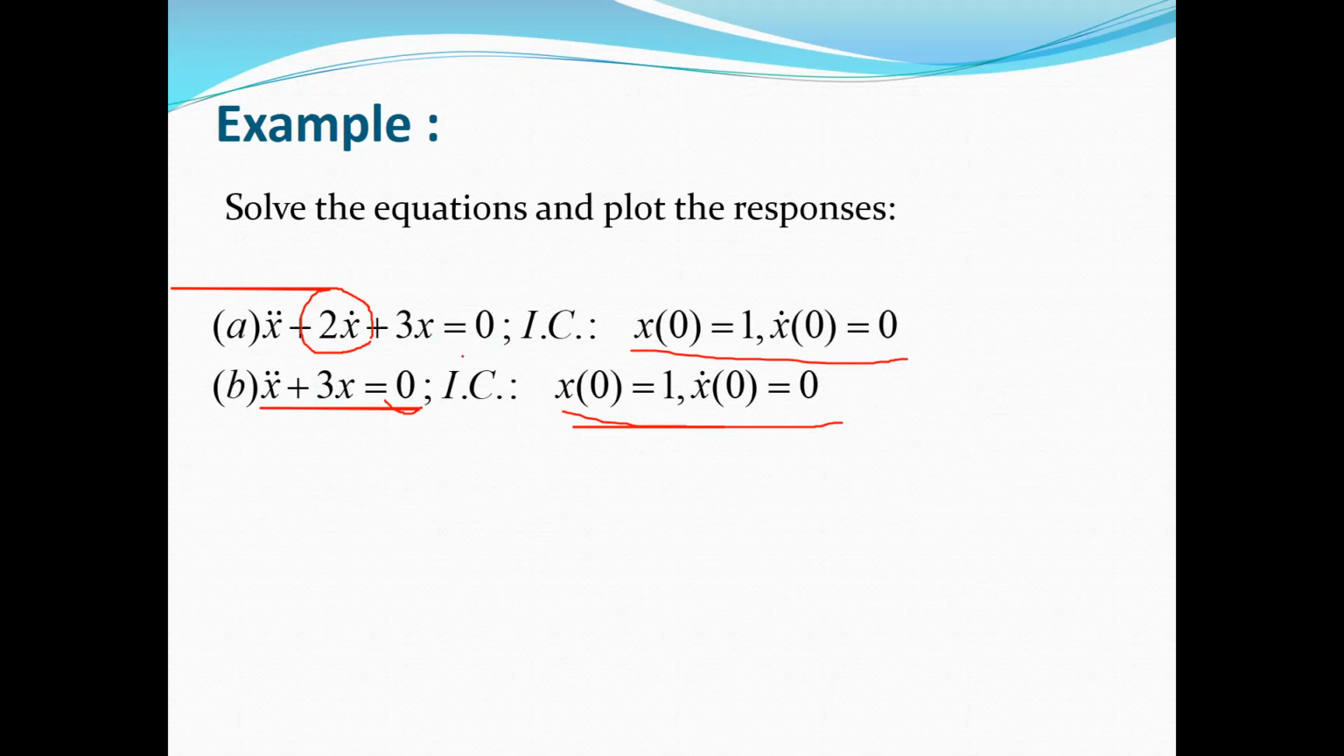As you can see, we don't have any non-homogeneous term. So in vibration, we call them free vibration equations. So we need to solve these two equations, and also we need to plot the response and compare the results for these two equations.